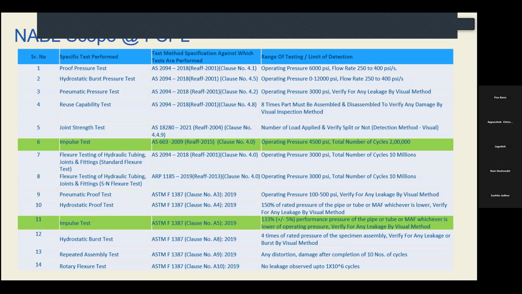But before that, the product has to undergo various sequential testing. Prima facie, when we make the product, we need to do certain initial testing like proof pressure testing, hydrostatic burst testing, pneumatic pressure testing. So before putting it to the actual fatigue testings, we need to carry out different testings. This testing we also covered under the NABL. So if you want to do a hose testing, and that hose primarily needs to be tested with respect to proof pressure testing or working pressure testing, we have that testing covered under the NABL.